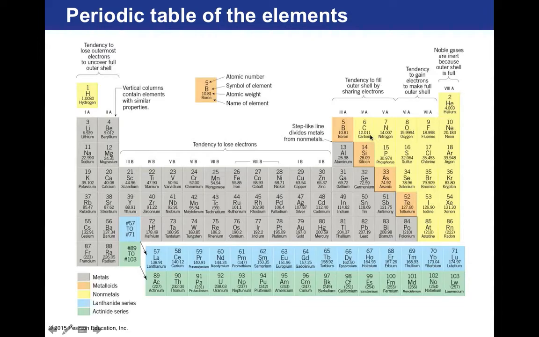All right, so how do you tell the number of neutrons in an atom? You simply take the atomic weight, so in this case 12, and subtract the number of protons. That's going to give you the number of neutrons in the element.